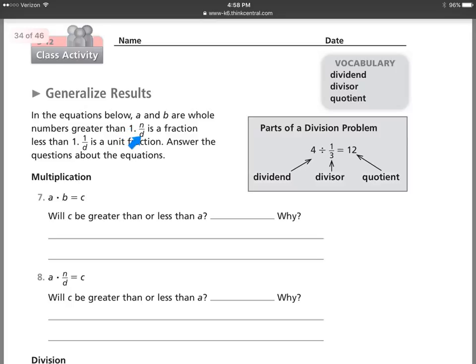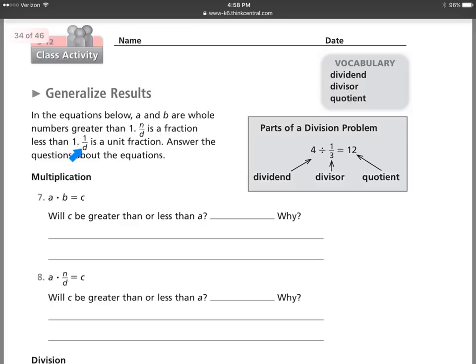N divided by D, these are different variables from A and B. So N divided by D is a fraction that is less than 1, which means that N over D has to be a proper fraction. It could be any proper fraction. Just it cannot be improper because it has to be less than 1.